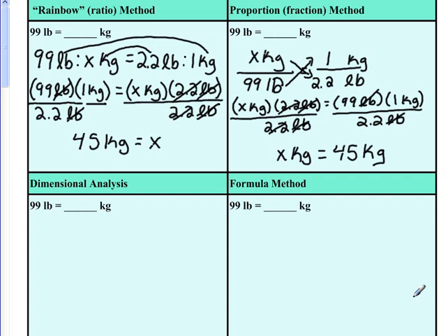The third method to perform these conversions that we talked about was dimensional analysis. In this case, we're going to start with the number we're trying to change, the 99 pounds. We then want to multiply by a fraction that shows the relationship between pounds and kilograms. Since I want to cancel out the unit pounds, I need to put it at the bottom, and I'm going to put the kilograms on top. We know that 1 kilogram is equivalent to 2.2 pounds.